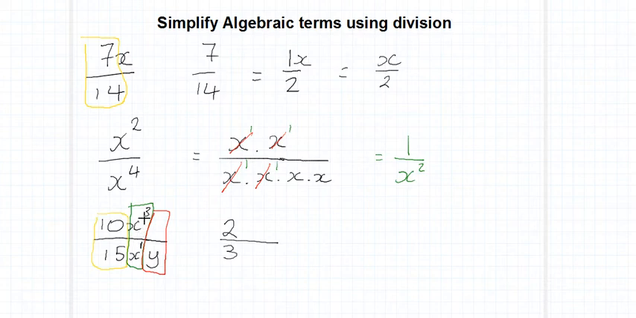And because there's more x's on the top, we put the leftover on the top. We're left with a y on the bottom. There's nothing on the top, so that comes on the bottom. And that's a very simple explanation of how to simplify algebraic terms using division.